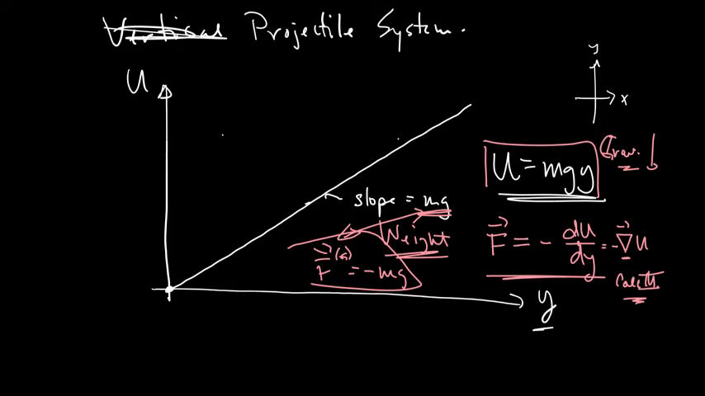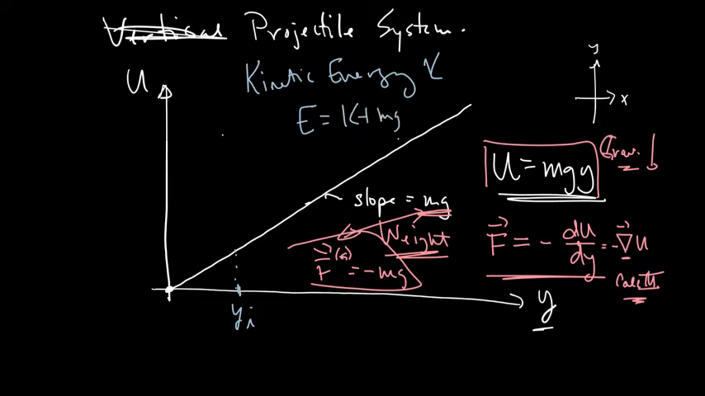So let's say for our system, this is where we start initially, and we give it some kinetic energy K. So that means the total energy of our system is E equals K plus mgyi. Okay, so let's just say that's this much. This is K. This is, of course, mgyi.